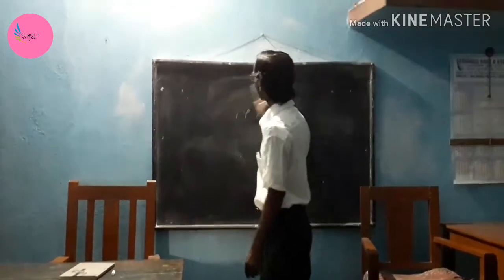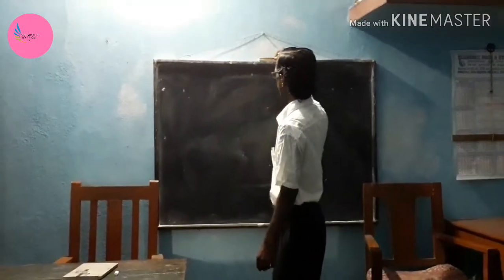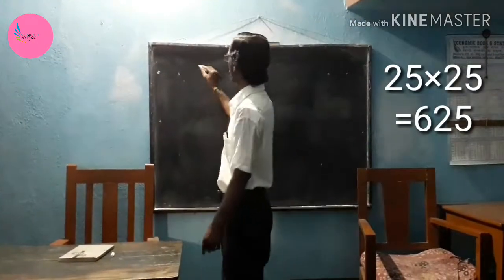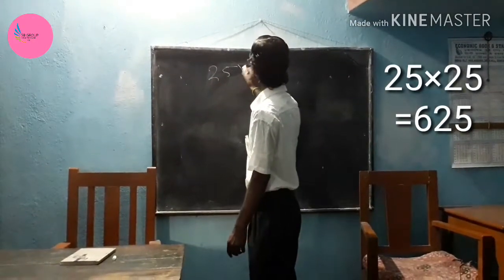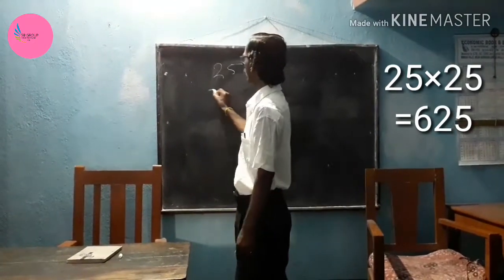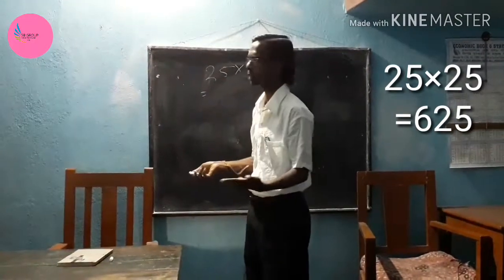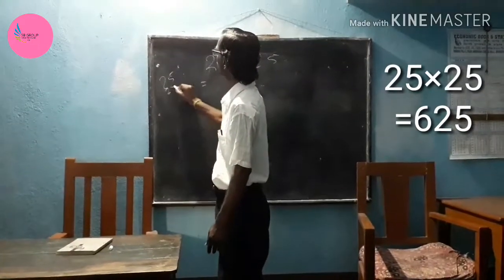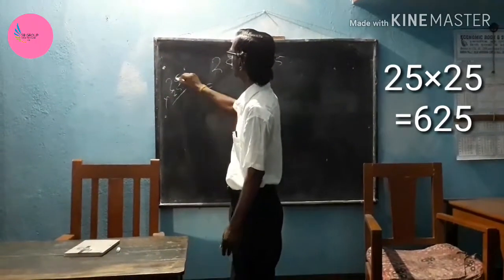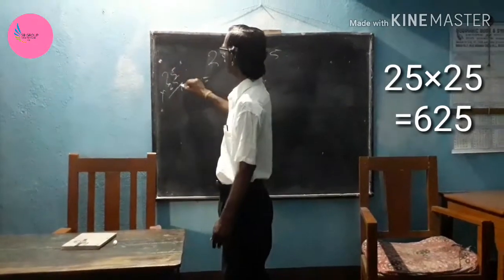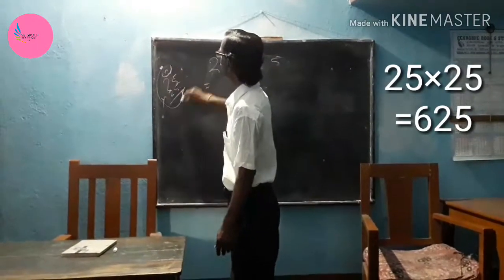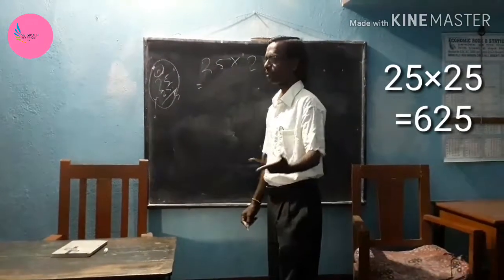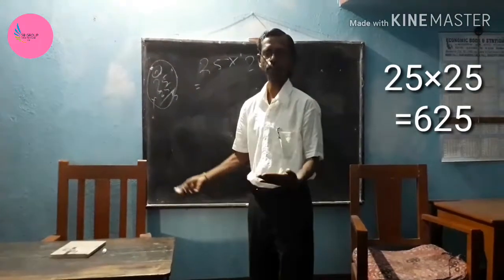Very simple. Everyone, if I ask you, 25 multiplied by 25 is how much? Within a moment, you tell the answer very fast. If you are asked, what will be done? You write 25, then below it 25, then the multiplication: 5 times 5 is 25, 5 carry 2. This mostly wastes your time. So why do you waste your time? Let's try to understand very well what I'm saying.